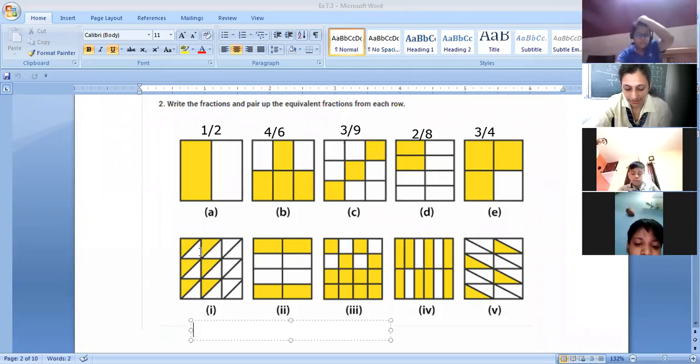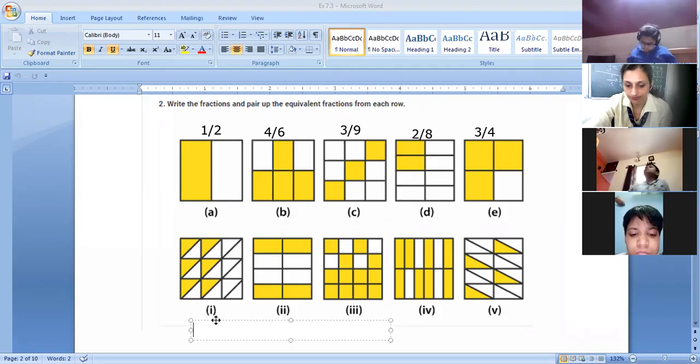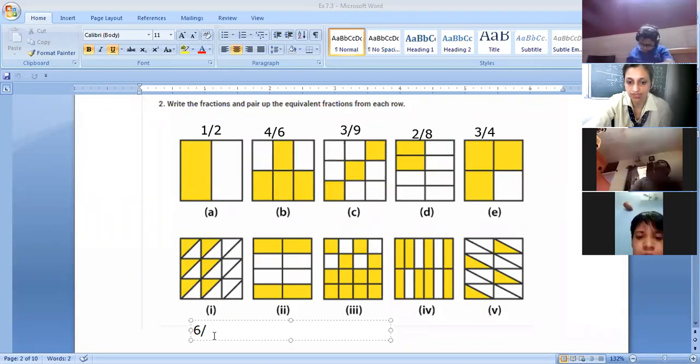There are a total of 18 parts. 2, 4, 6, 8, 10, 12, 14, 16, 18. So it will be 6 by 18. Yes, Chehek, 6 by 18. Yes, Jen, that's right. 6 by 18 you will be writing.